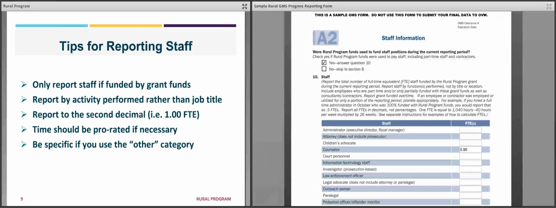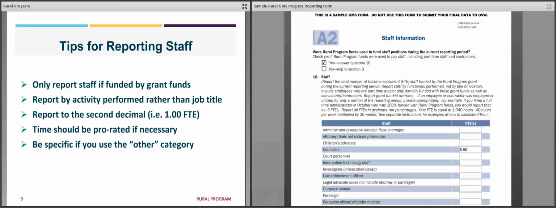In this section, you report to the second decimal place, and time should be prorated if necessary. This would happen such as when someone is part-time, was hired partway through the grant period, is a contractor, or someone who is full-time but only partially funded with rural program funds.